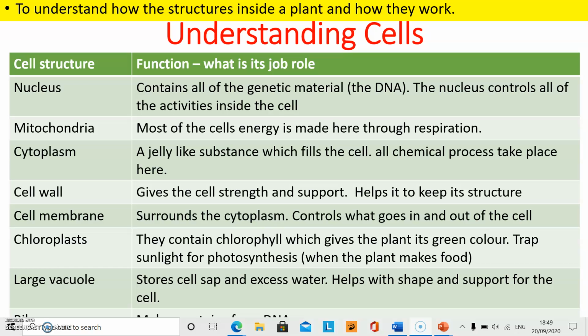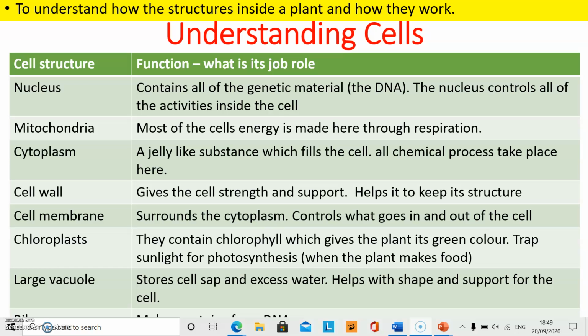The other one, which is exactly the same as the animal cell, is the ribosomes. This is where protein synthesis takes place, so proteins are put together, or made. The cell membrane is the same as the animal cell. It goes around the outside of the cytoplasm, and it controls what goes into and out of the cell.